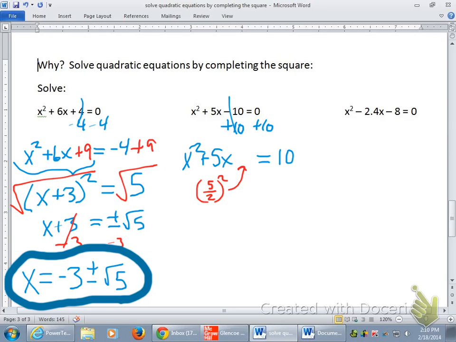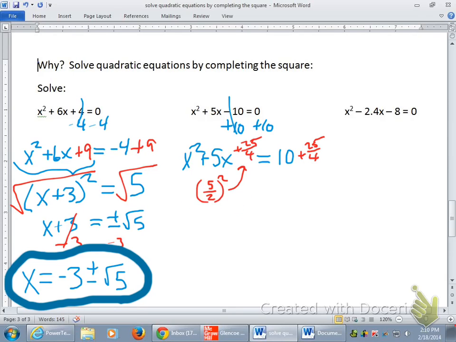Does that make sense now? Which is 25 over 4, or you can do 6.25, whichever way you want to. I think I'll just leave it as 25 over 4. And if you add it to one side, got to add it to the other. So I'm going to add 25 over 4 on this side too. Now I kind of wish I did 6.25. Alright. Anyways, the reason that I did that was because now this is perfect.